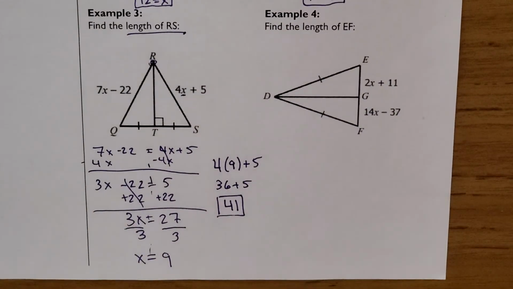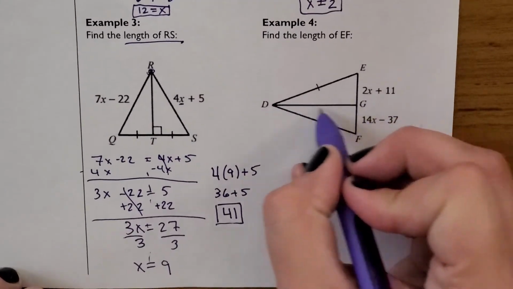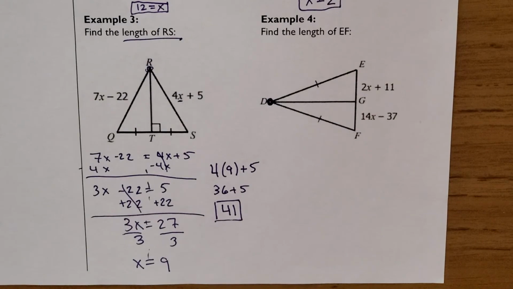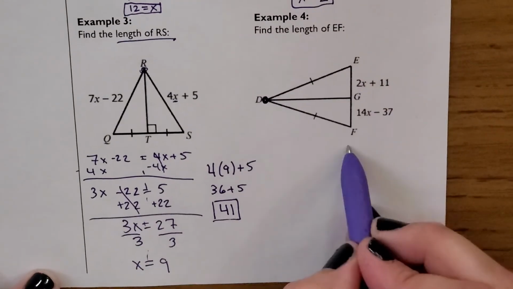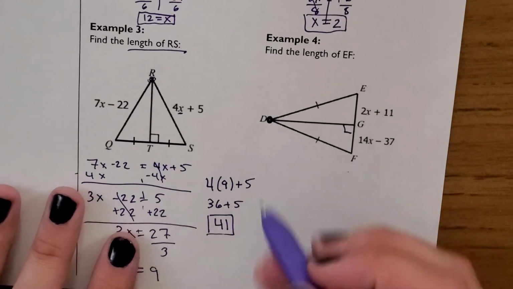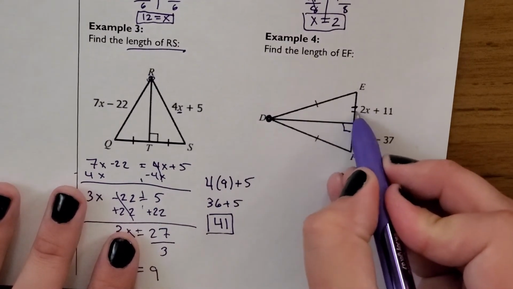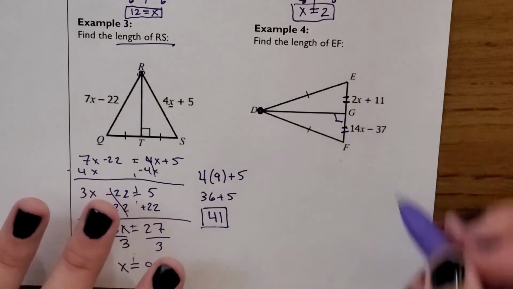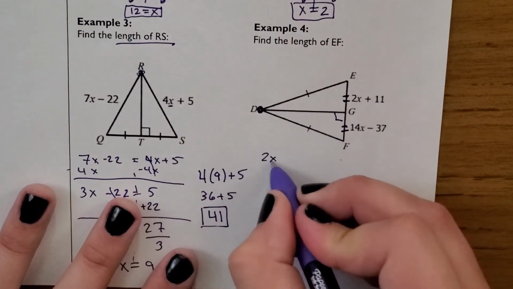All right, come over here to this last one. Yet again, I've got a line going through the triangle. This point is specifically on that line and is equidistant to E and F, so I know that this is a perpendicular bisector. And since this is a perpendicular bisector, I know that these two segments right here have to be congruent to each other, so I'm going to set them equal.